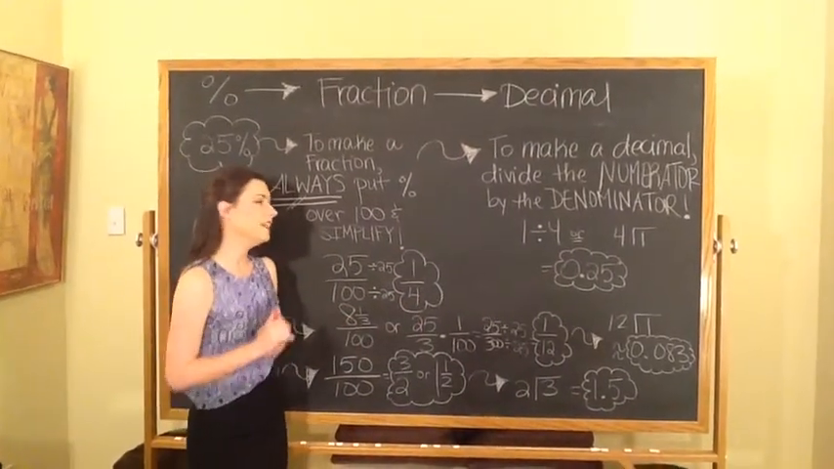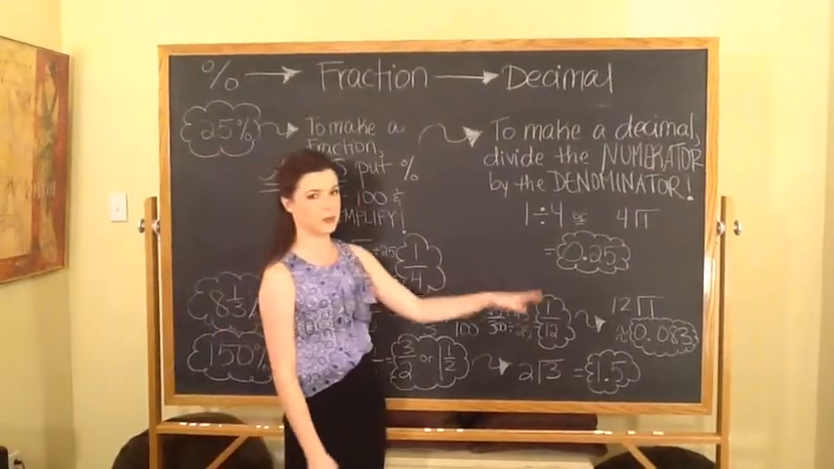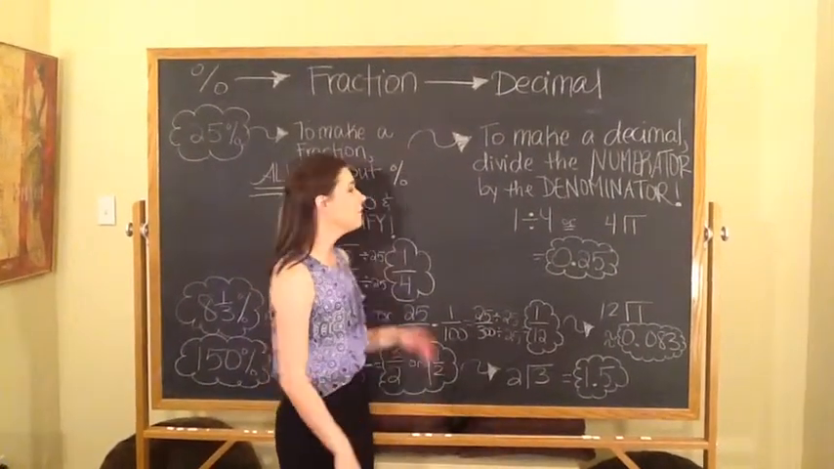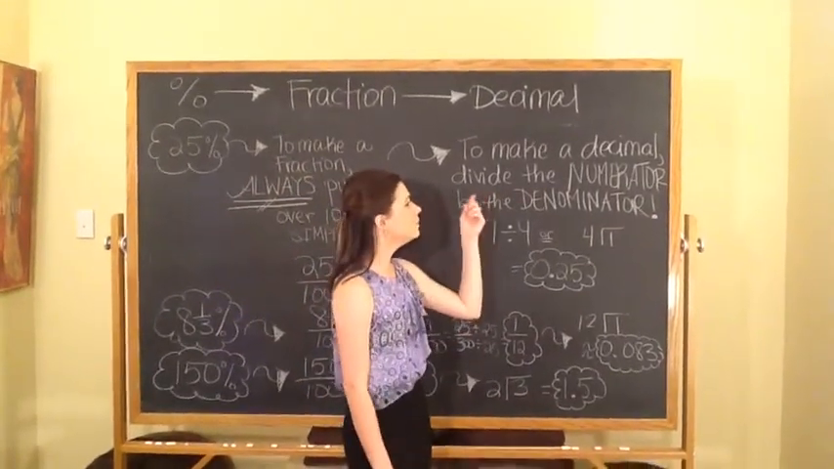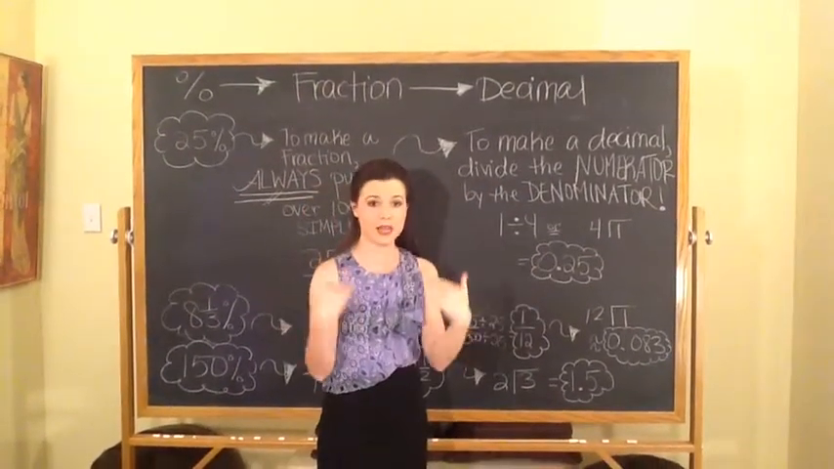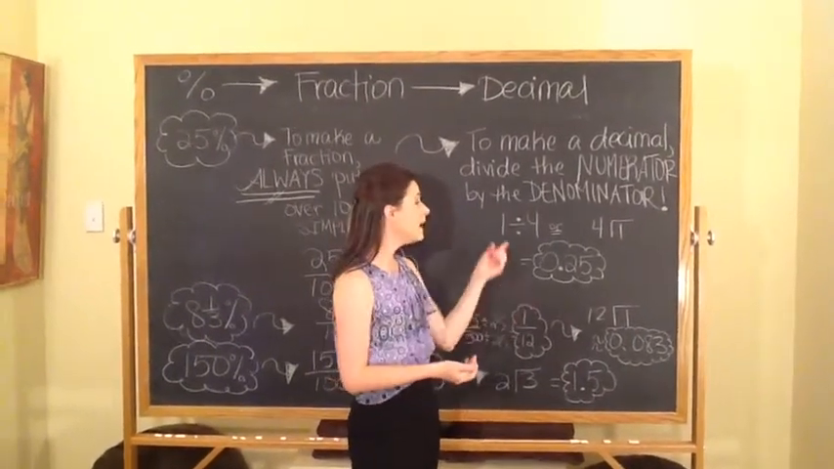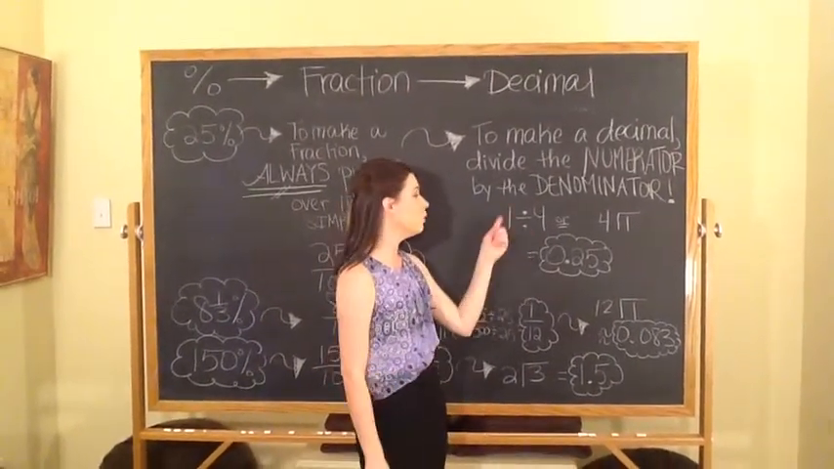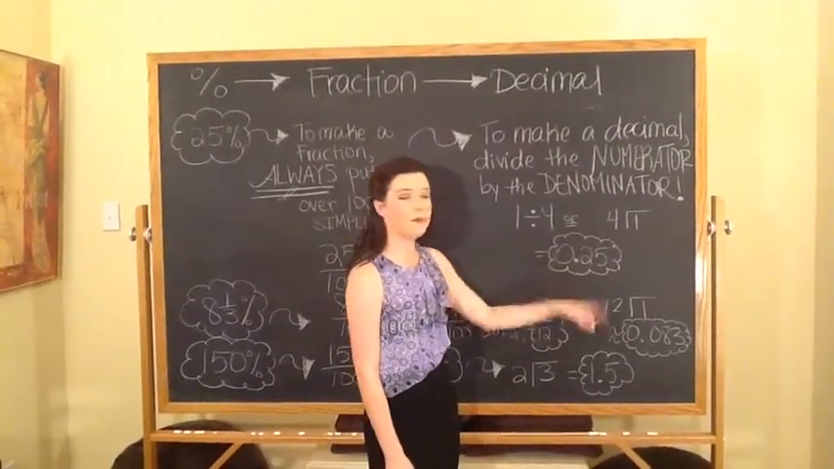Now I'm going to take the next step and go from a fraction and change it to a decimal. So this is kind of a review. If we want to go from a fraction to a decimal, we divide the numerator by the denominator, and then we will have our decimal. In this case, since it's 1/4, we're going to divide 1 divided by 4, and then you'll get 0.25.